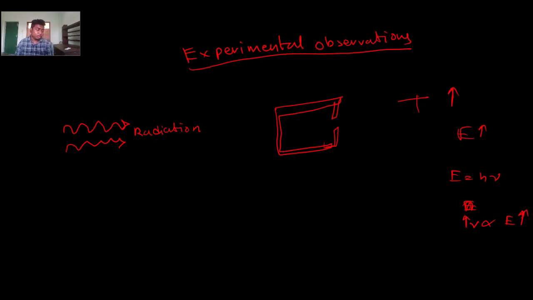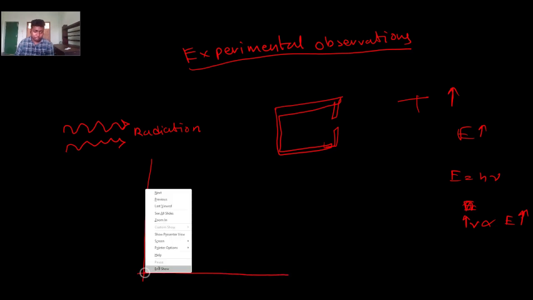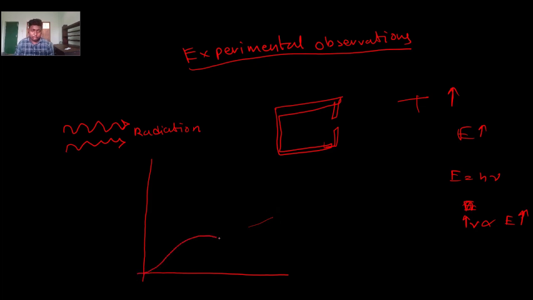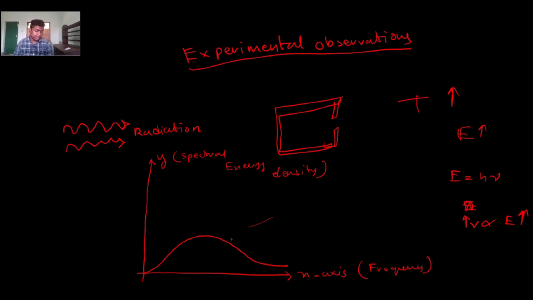I'm going to draw a graph that will show you the spectral energy density and the frequency of the black body radiation. This is the y-axis and this is the x-axis. What I have drawn is that the y-axis is the spectral energy density, and this is the frequency. So what does the spectral energy density actually mean?